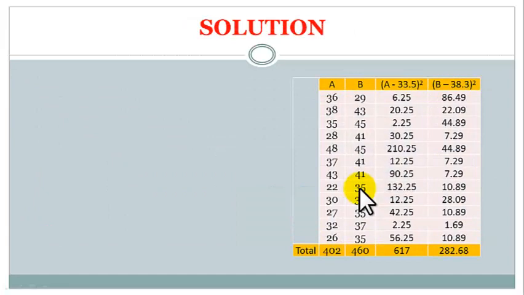We present the given data as shown in this table. Scores on UTME are in column A, and the total score is 402. Scores on post-UTME are in column B, and the total score is 460.